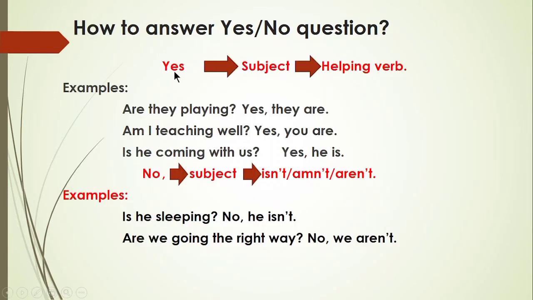When we answer the question with yes, we bring yes followed by a comma, then the subject, and then the relevant helping verb. For example, are they playing? Yes, they are. Am I teaching well? Yes, you are. Is he coming with us? Yes, he is. If we answer it with no, then no, comma, subject, isn't, amn't, or aren't, according to the subject.